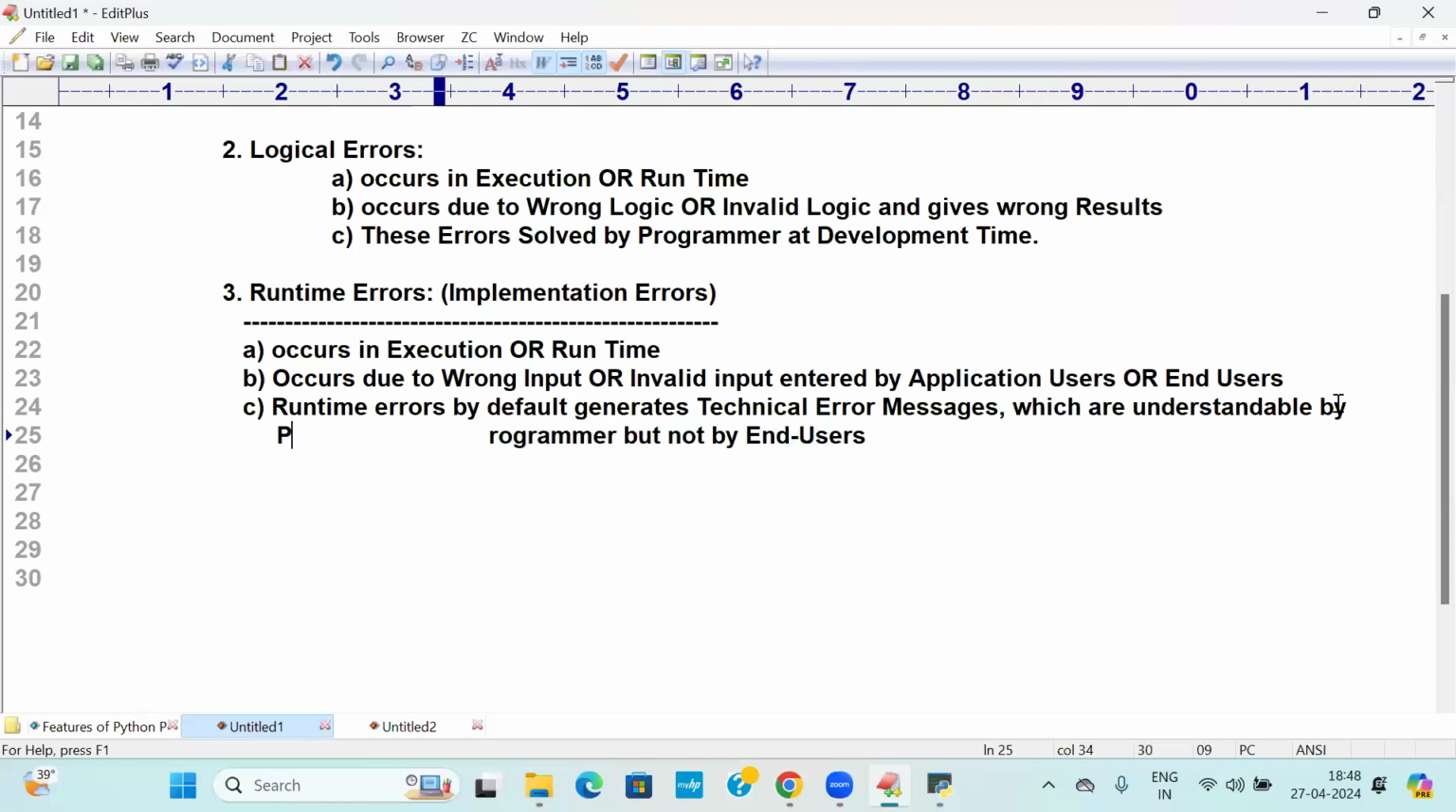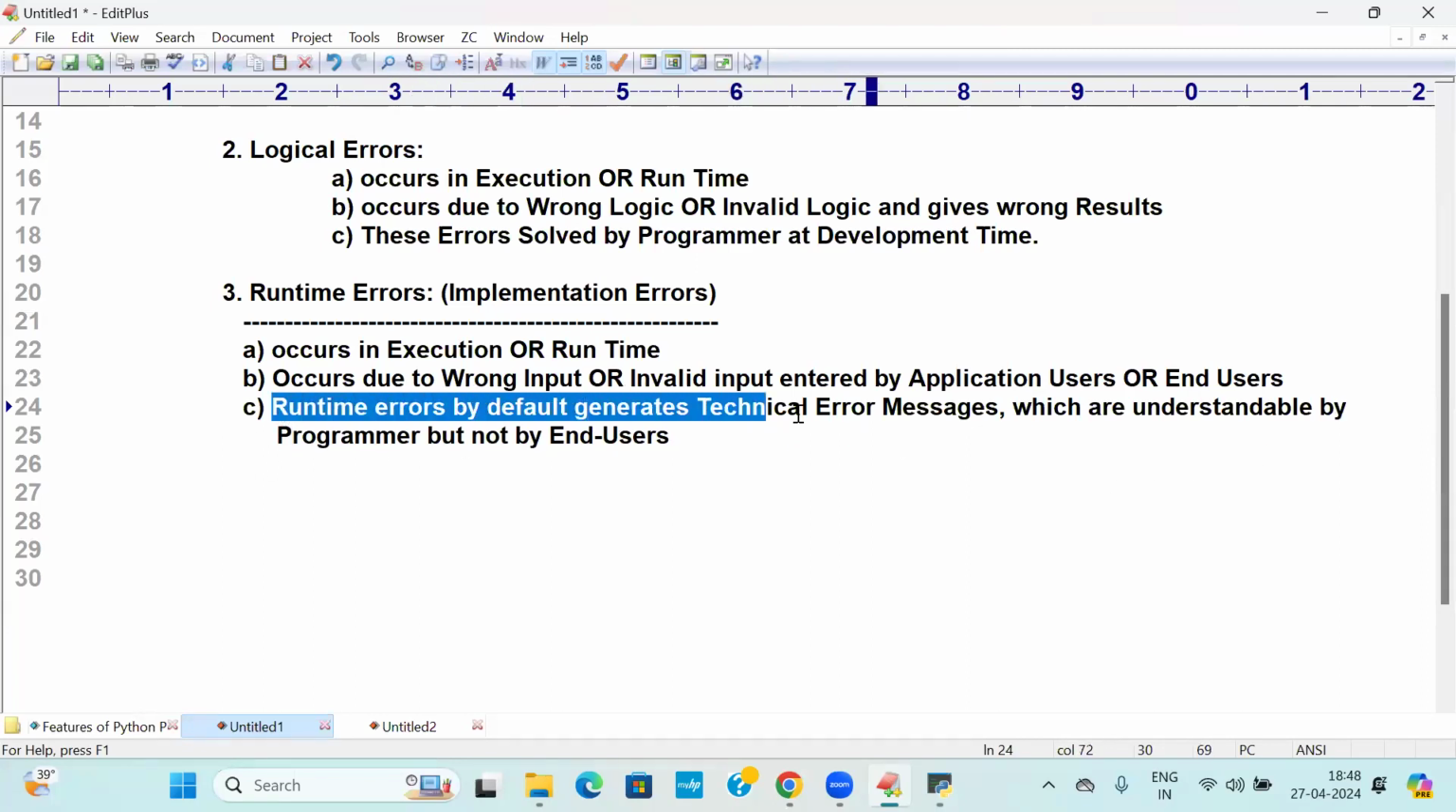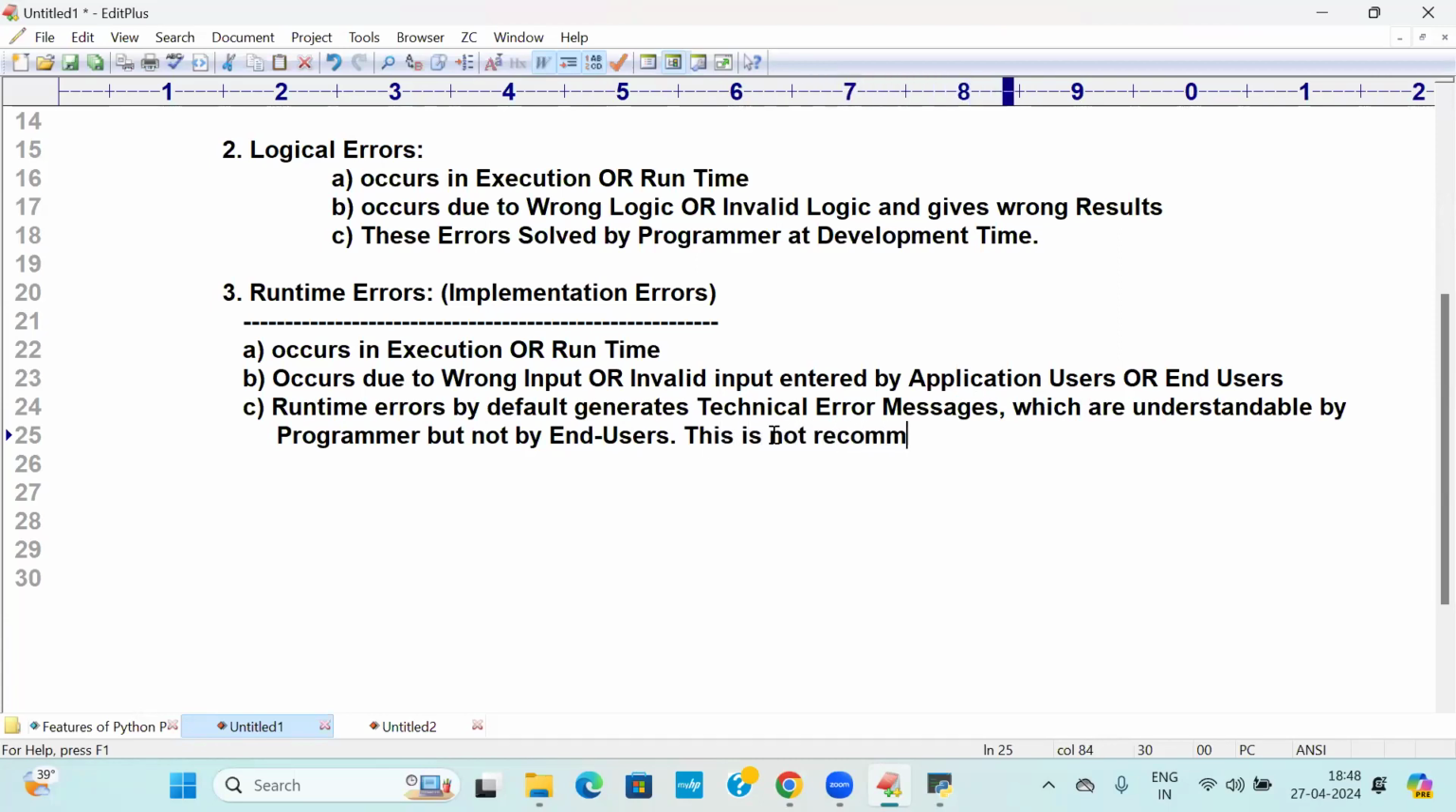Actually, I want to show this at the programmatic level, but you don't know programming. That's why I'm explaining on a concept basis. So, runtime errors by default generate technical error messages, which are understandable by programmers, but not by end users. This is not a recommended process in where? Real time. Are you able to follow?